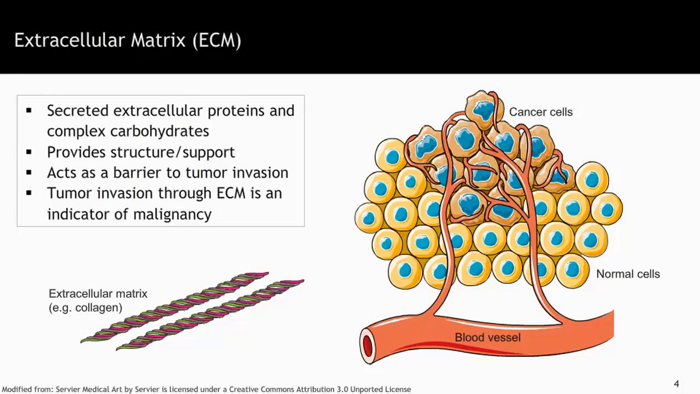So the extracellular matrix, or ECM, is composed of secreted proteins and complex carbohydrates. The ECM provides structure and support for tissues and acts as a barrier to cancer cell invasion. In fact, invasion through the ECM is one of the early steps of metastasis and an indicator of malignancy of the tumor.